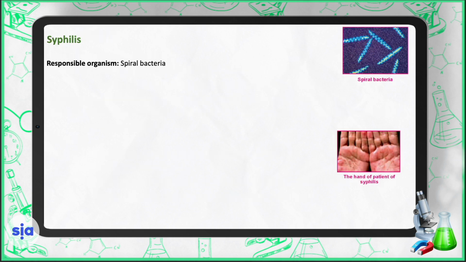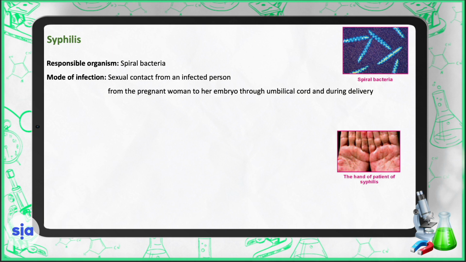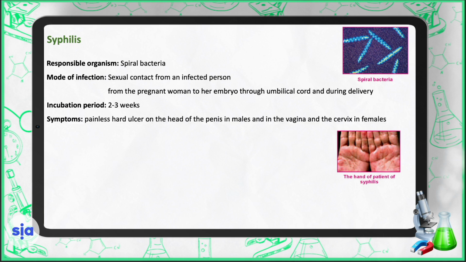Syphilis. Syphilis is a sexually transmitted disease. The responsible organism is spiral bacteria. Mode of infection: sexual contact from an infected person, from the pregnant woman to her embryo through the umbilical cord and during delivery. The incubation period is 2 to 3 weeks.